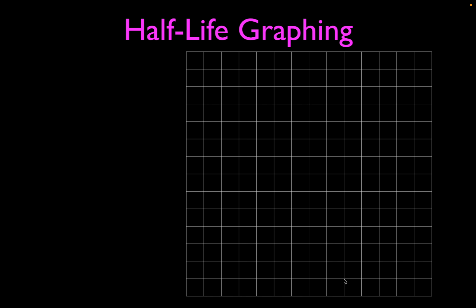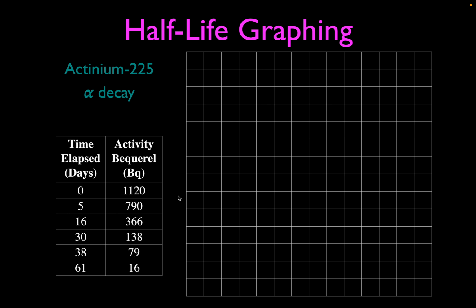Okay, so here's our first problem we're going to work on. Here's our graph. We have a sample of actinium-225, which we know undergoes alpha decay. And we are given some data for the activity of that sample. We have the days over here. This is the time measured in days. This is the activity measured in becquerels. And a becquerel is the number of decays that occur per second. So when we start measuring at time 0, we have a sample, and that sample has an activity of 1120 becquerels. And we want to use this data to figure out what is the half-life.